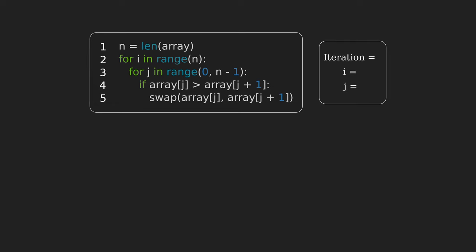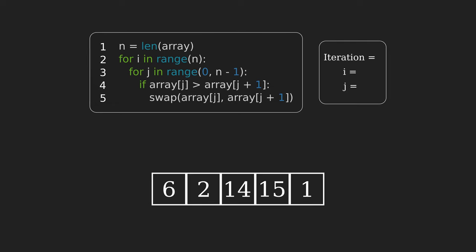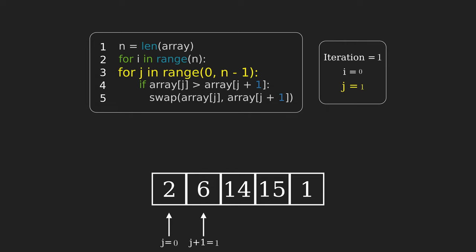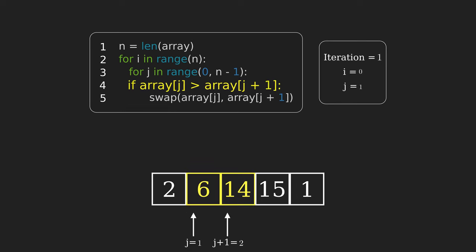Now, let's see how the bubble sort algorithm works on this array. Let's go through the first iteration. J starts from 0 and we compare the items at index j and j plus 1, which now are 0 and 1. 6 is bigger than 2, so we need to swap them. J is incremented and we compare the items at index 1 and 2. 6 is not bigger than 14, so the if condition is false and we don't need to swap the values.